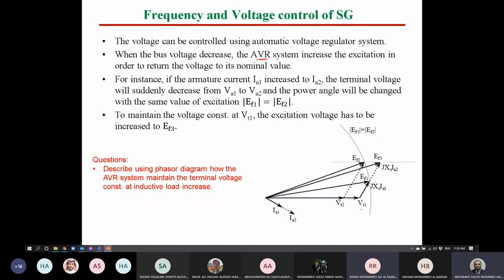So doctor, go ahead. After synchronization, the only way to increase the excitation voltage is using the AVR system? Again, your question? For synchronization? After synchronization. After synchronization, yes. The only way to increase the excitation voltage is by using an AVR system? Yes, AVR is the system that controls the excitation.